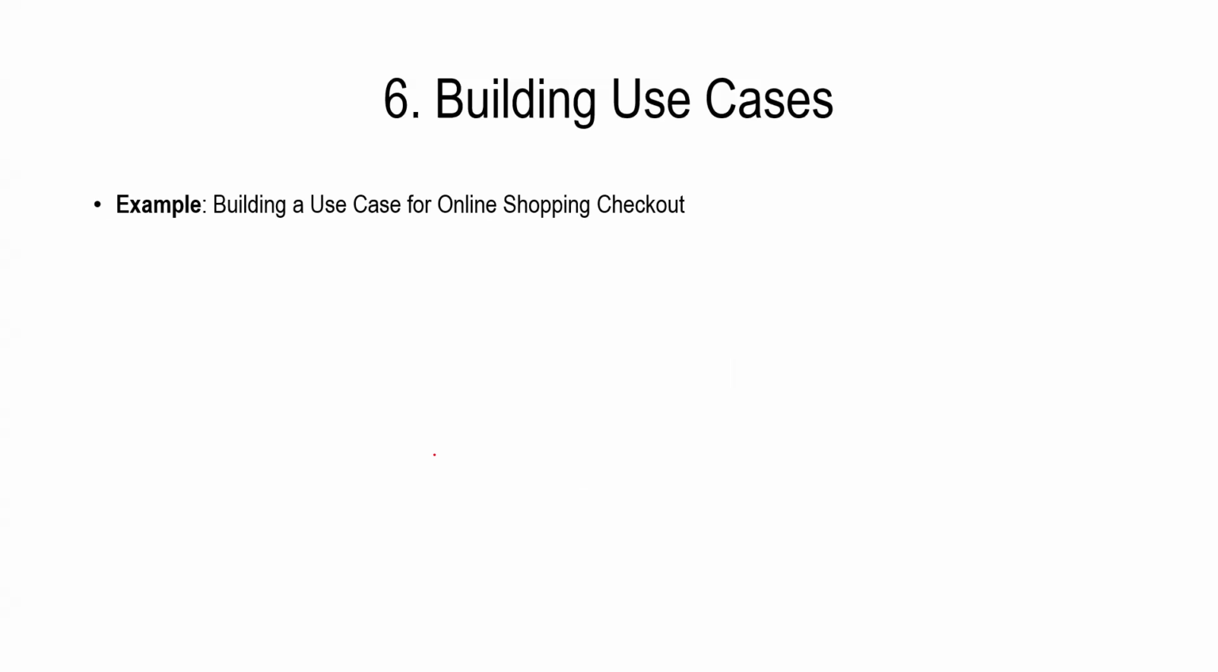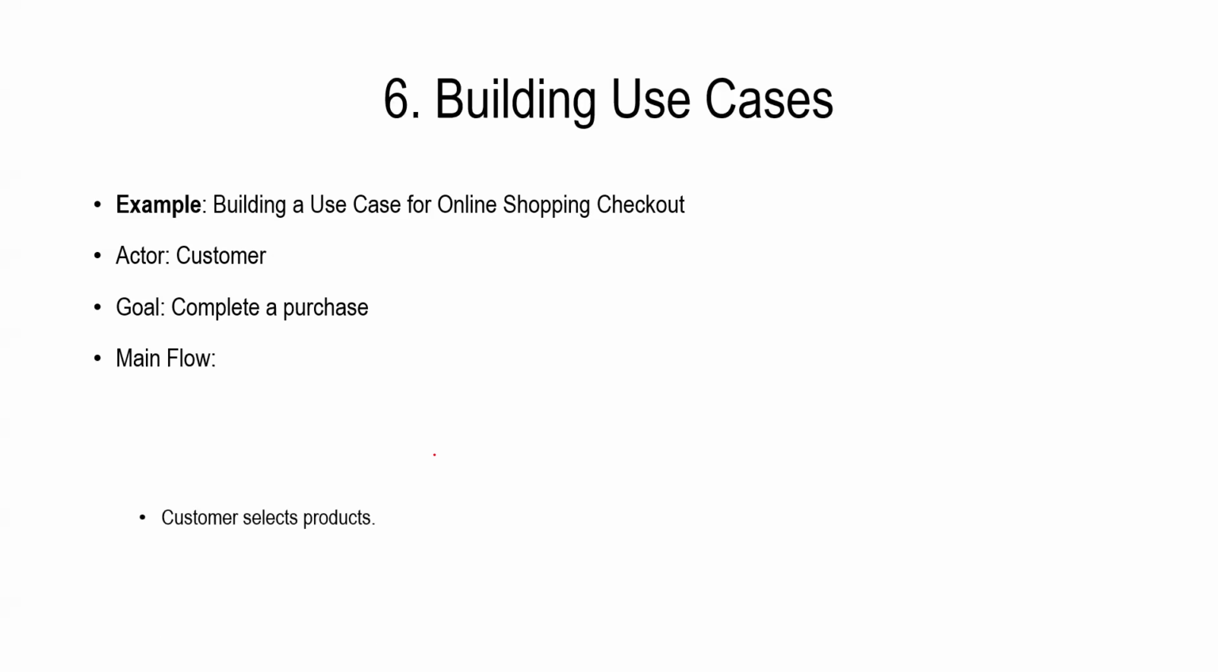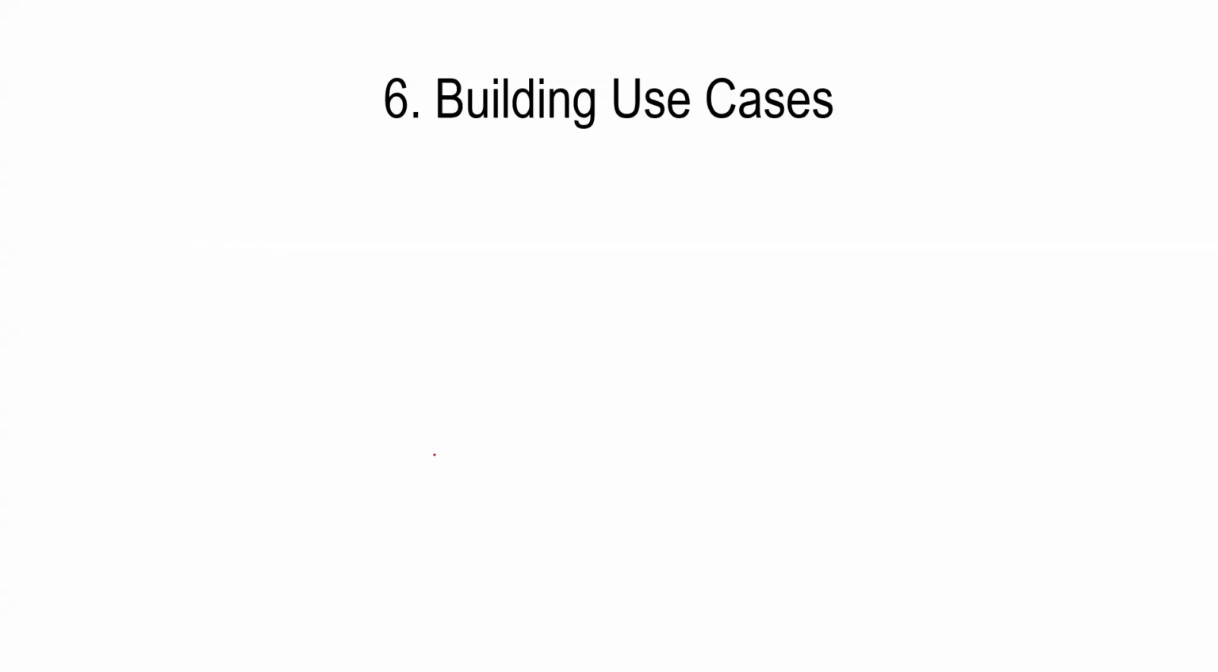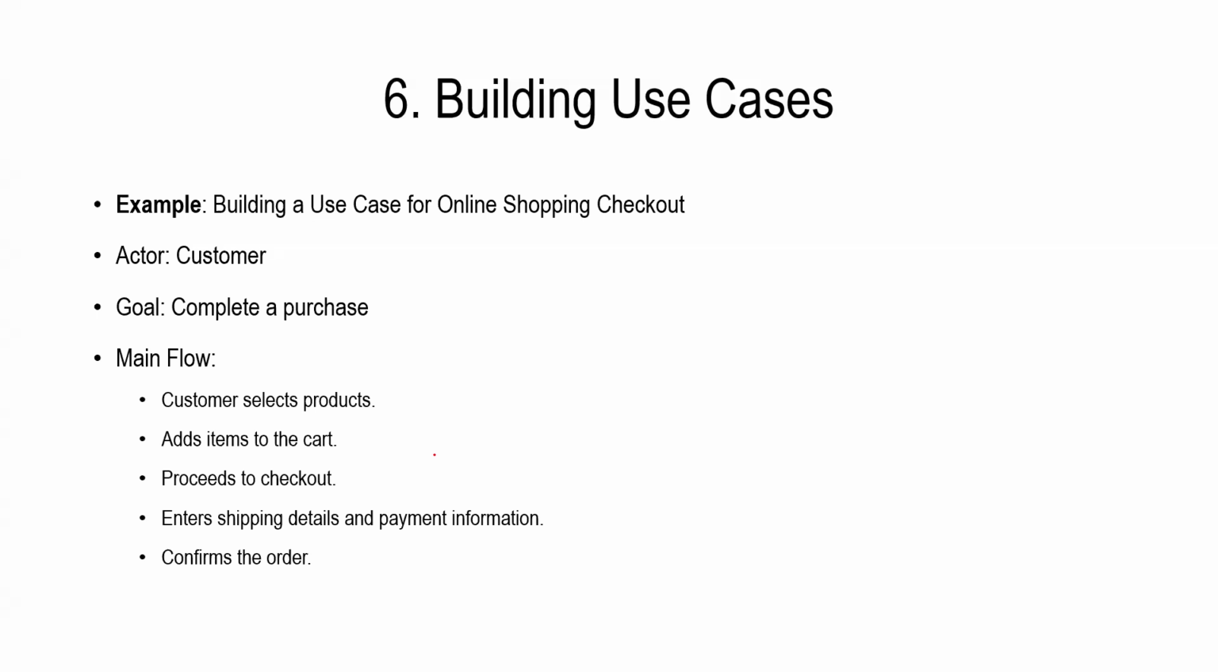For example, we've given an example there, building a use case for an online shopping checkout. The actor in this scenario, if you are looking at a system which has to do with an online shopping checkout where you've bought things online and you want to check out, should be a customer on the left. Then the goal is to complete a purchase. The main flow is what you expect: the customer selects a product. The customer adds items to the cart. The customer proceeds to checkout and enters shipping details and payment information. The customer confirms the order. So those are the things that you expect. But this is the main flow.